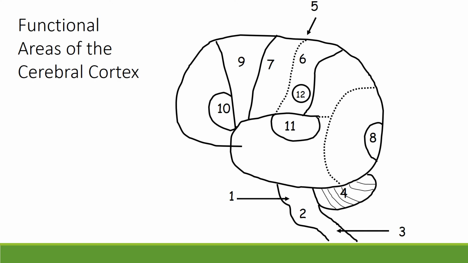We looked at the structural areas of the brain, but now we're going to look at the functional areas of the cerebral cortex. You may want to go to your book or another source and see if you can locate the functional areas and their names. Answers are on the following slide.